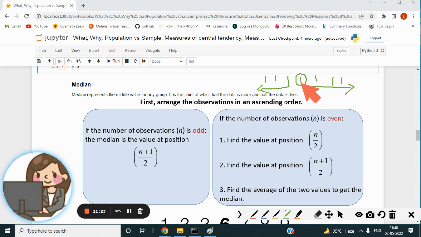In order to calculate the median, we have to arrange the observations in ascending or descending order. It doesn't matter which order we are arranging. The only thing is that we have to arrange it in ascending or descending order.